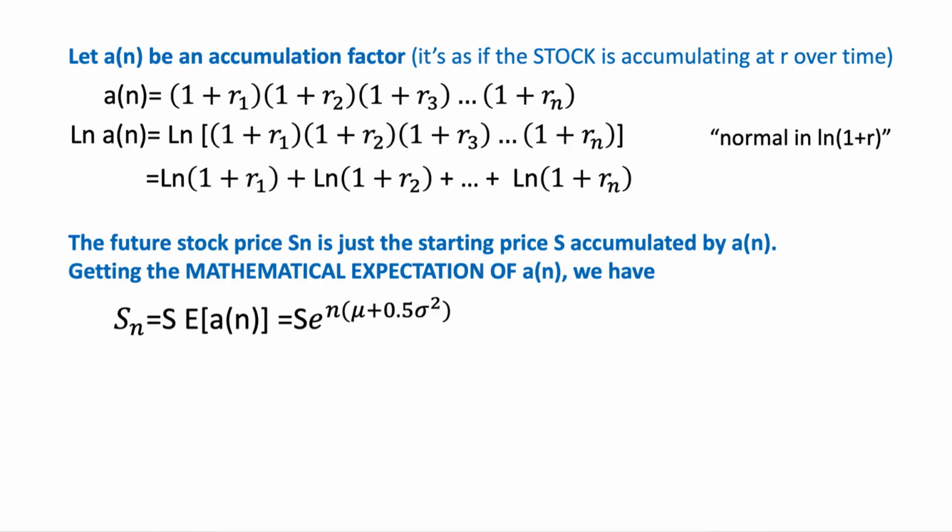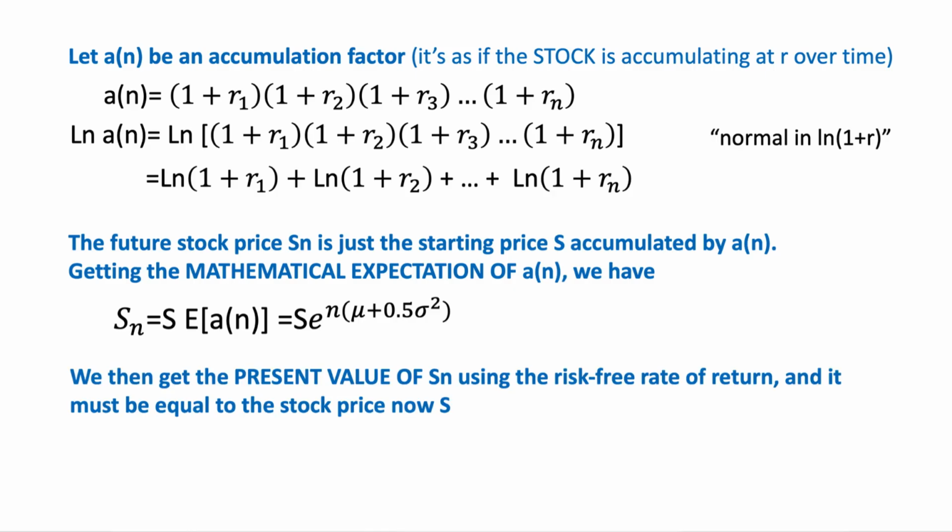After accumulating S to S sub n, we now get the present value of that future stock price S sub n. However, when we get the present value of the future price, we simply use the risk-free rate using an assumption of a risk-neutral world. This is just a fancy way of saying, hey, let's all pretend we can use whatever rate we can, and let's use the risk-free rate of return for now because the world is risk-neutral.